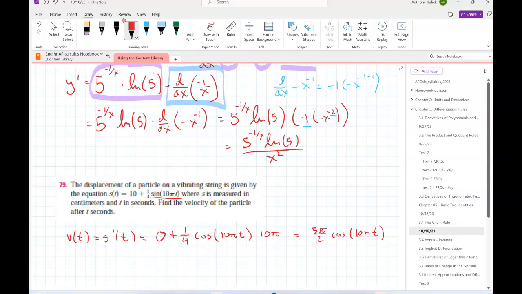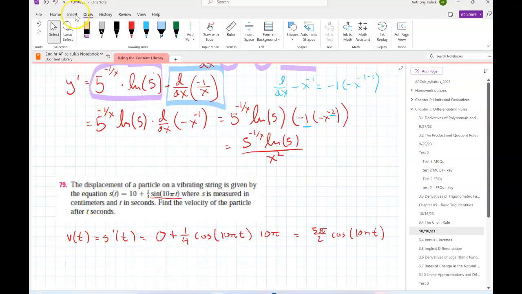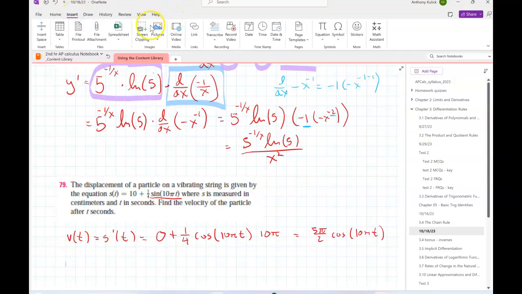Isabel? So you got the 10 pi from taking the derivative of 10 pi t? Yes. Okay. Correct.